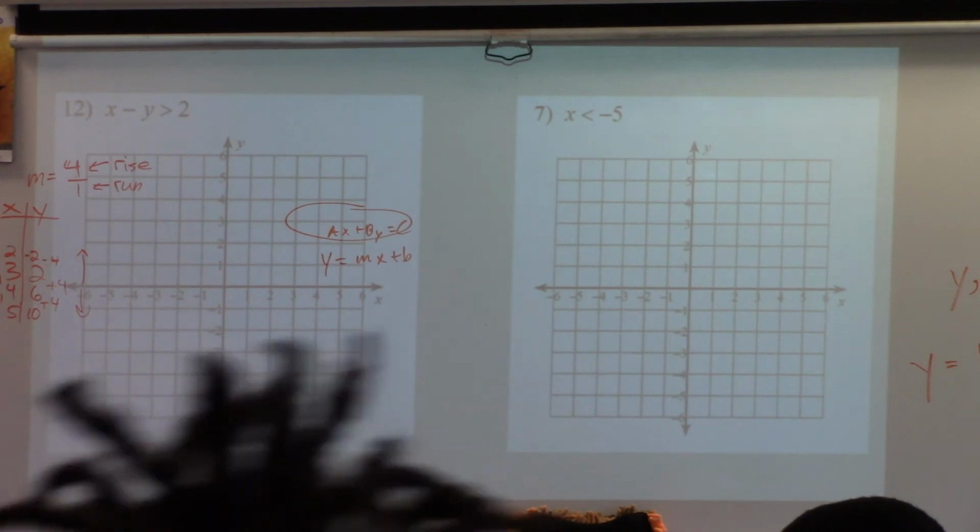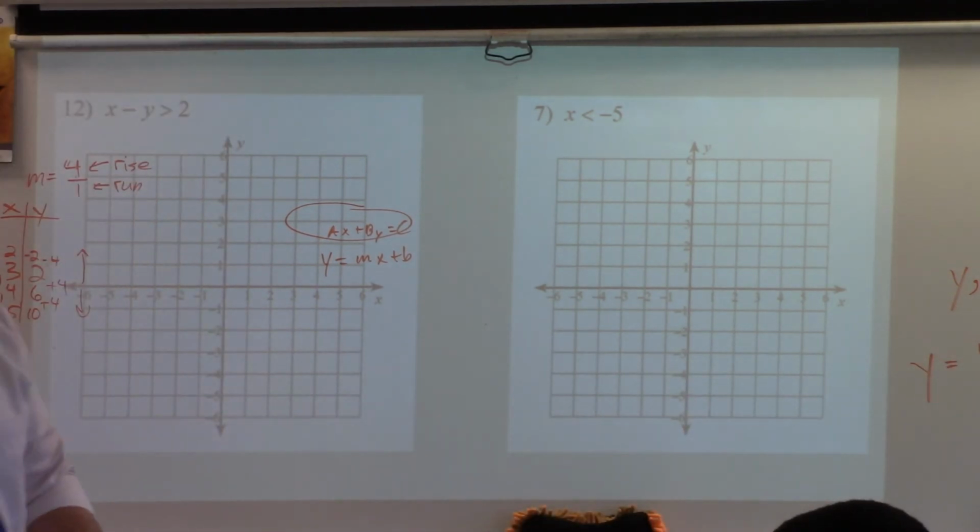It's a line on -5 and it's a dashed line and it's shaded to the left. So what type of line is it? A dashed line.